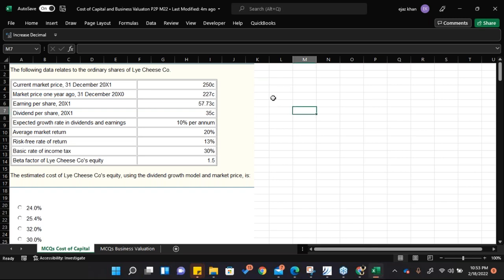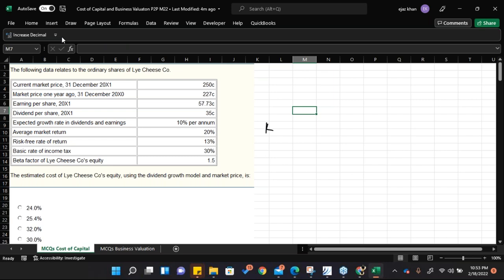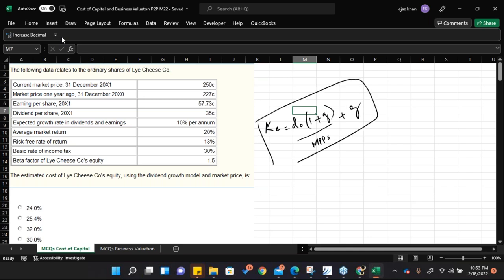Okay, now let's calculate the cost of equity using the dividend growth model. Let me write the formula of how we calculate cost of equity using the dividend growth model. KE is equal to current dividend times 1 plus G, that's the growth rate, divided by the market price per share, plus the growth. That's the formula.